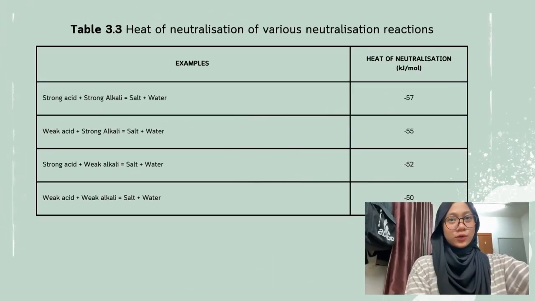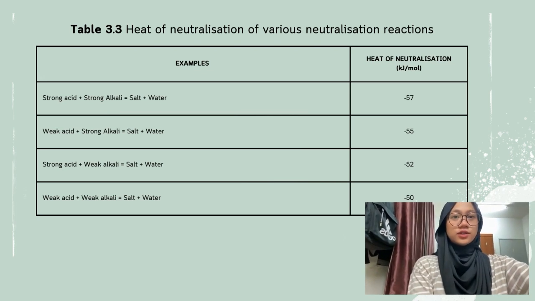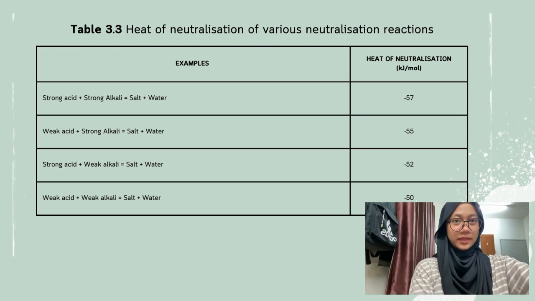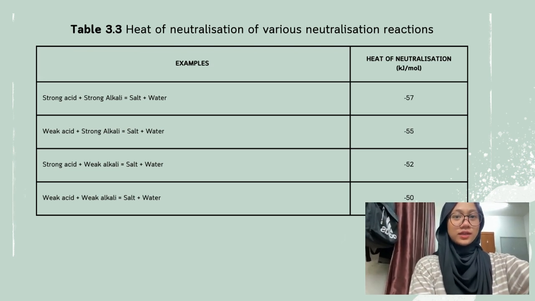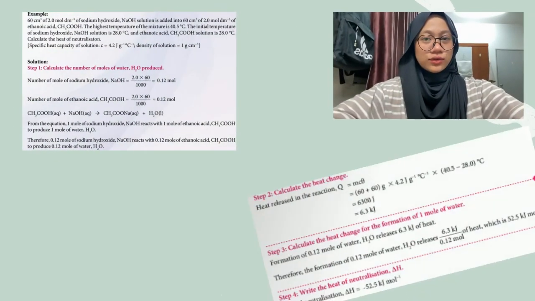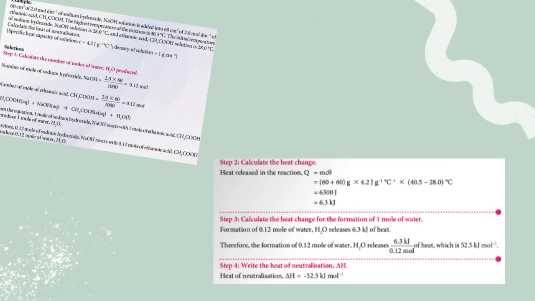Weak acid or weak alkali ionize partially in water and some remains as molecules. Some of the heat released during neutralization is absorbed and used to completely ionize the weak acid or weak alkali in water. Therefore, the heat released is lower. This slide shows how to calculate the heat of neutralization.